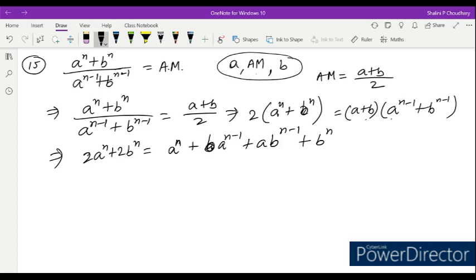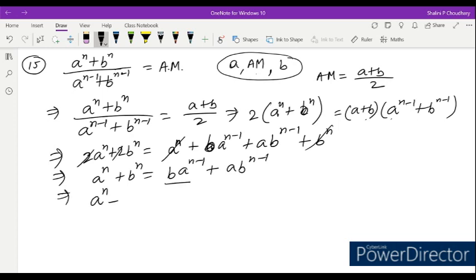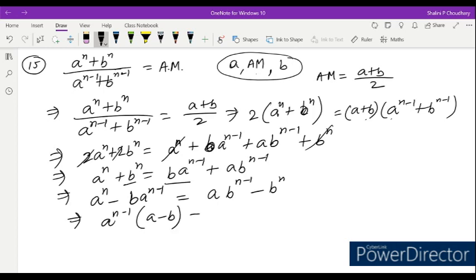Okay, now this a to the power n, there is a 2, that will cancel, this will also cancel. So this side we are getting a to the power n plus b to the power n, and this side b a to the power n minus 1 plus a b to the power n minus 1. So what we'll do now, a to the power n is a into a to the power n minus 1, this side we will put, and this a b to the power n minus 1 we will take this side, so it will be b to the power n. We'll take a to the power n minus 1 common, we'll get a minus b, and this side we'll take b to the power n minus 1 common, we'll get a minus b.